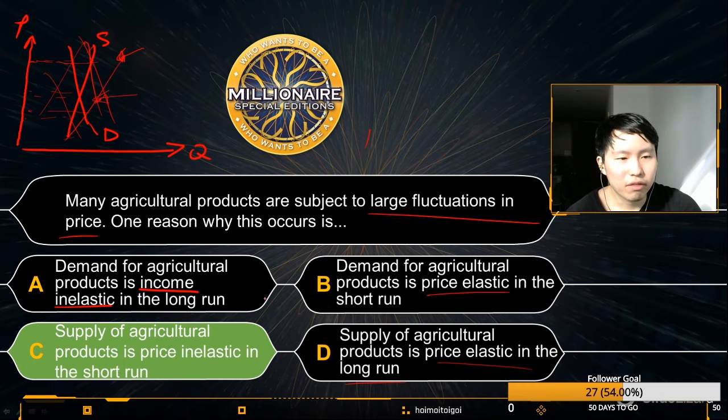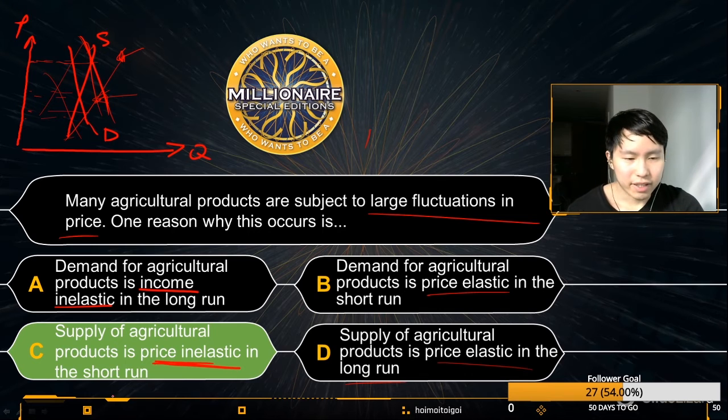So the only reason with price inelasticity is C, right? Supply of agricultural products is price inelastic in the short run. That's got to be the answer. And therefore, if there's a sudden increase in demand, there will be a huge fluctuation in the price. Or a sudden decrease in the supply, like a natural disaster, again, there will be a huge fluctuation in the price, because it takes time to grow crops out of our beautiful and fertile and polluted land. Okay. Next question.